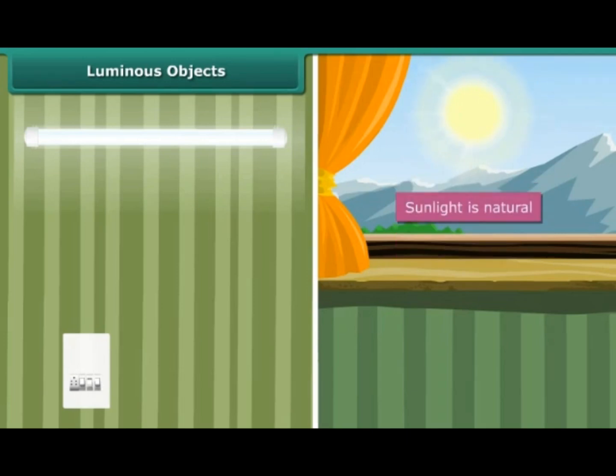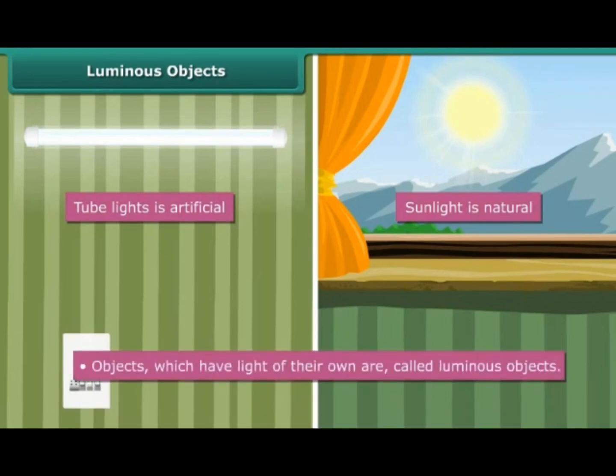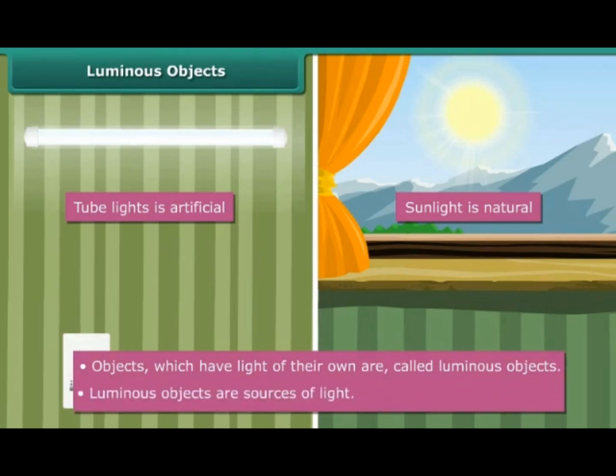While sunlight is natural, light from the tube lights is artificial. Objects which have light of their own are called luminous objects. Thus, in our example, both sun and tube lights are luminous objects. Sun is a natural luminous object and tube lights are artificial, man-made luminous objects. Luminous objects are sources of light.